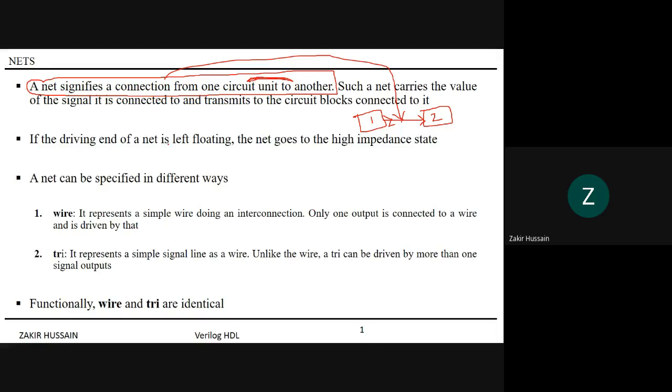If the driving end of a net is left floating, the net goes to the high impedance state. This point is important. What happens if you don't connect? The driving end of the net is left floating. So we have this LHS and RHS, the left hand side and the right hand side. So this is driving here. If the driving end of a net is left floating, the net goes to the high impedance state.